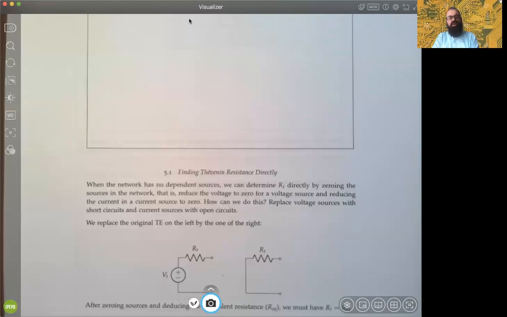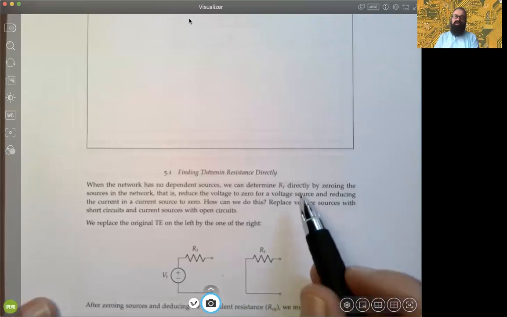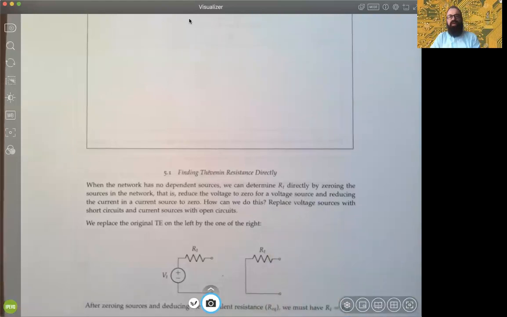When the network has no dependent sources, you can actually determine the Thévenin resistance directly by a technique called zeroing the network. In other words, that is reducing the voltage to zero for a voltage source and reducing the current in a current source to zero. So we use this technique to figure out what the resulting resistances would be. The idea is basically to replace the voltage sources with short circuits, which would have a representation of no voltage, and replacing current sources with open circuits, for which there would be no current between the terminals.